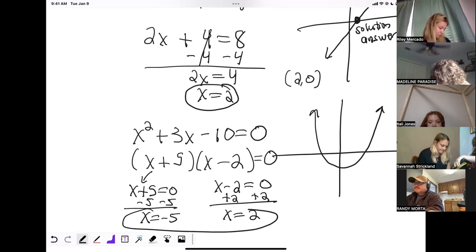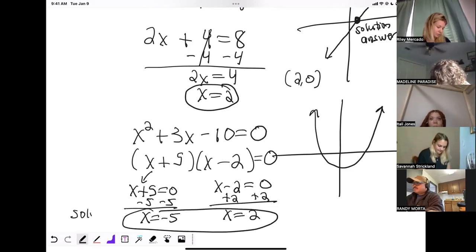This is my solution. Now, again, it doesn't have to be quadratic, be anything. It's a line. It could be a cube. It could be a 4th power. Every time you're solving, you're finding an x-intercept, which means, I know it's not drawn really great.